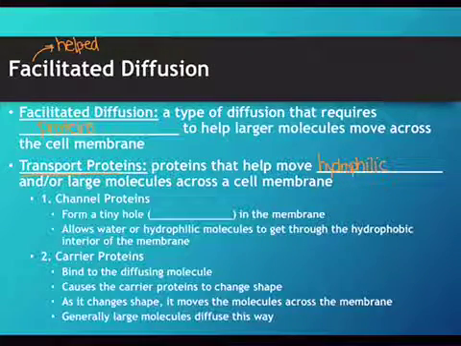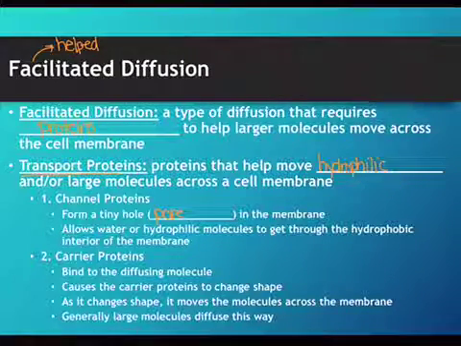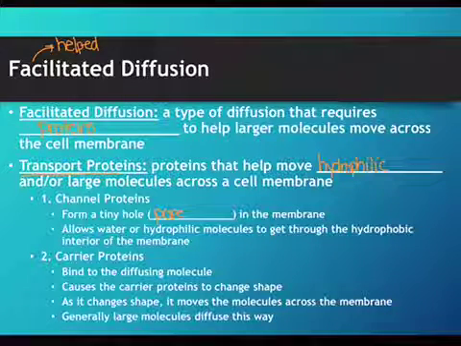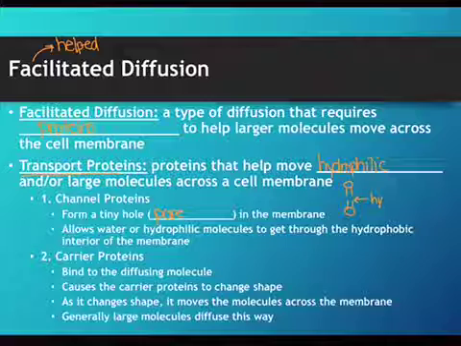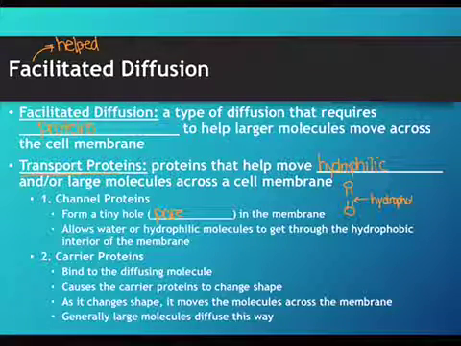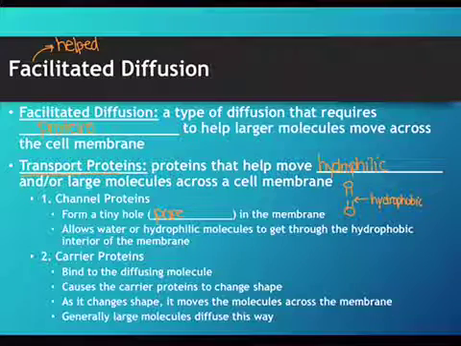There are 2 types of transport proteins. The first is a channel protein, and this will form a tiny hole or pore in the membrane, and it allows water or the hydrophilic molecules to get through that hydrophobic interior. So remember, we have this middle portion that's hydrophobic. So anything that likes water is not going to want to go in that region. And so we need those channel proteins to provide a barrier between that hydrophobic region and the hydrophilic molecules.